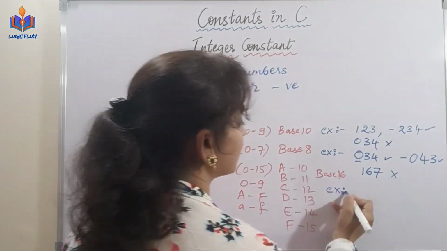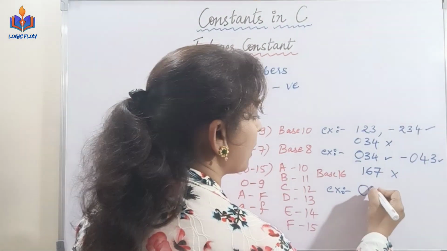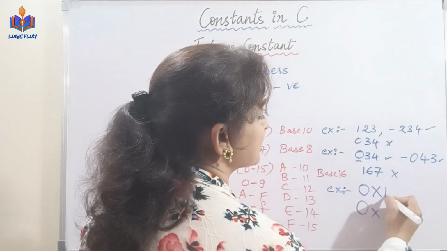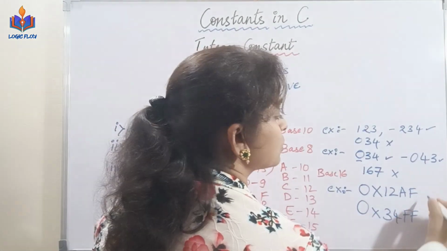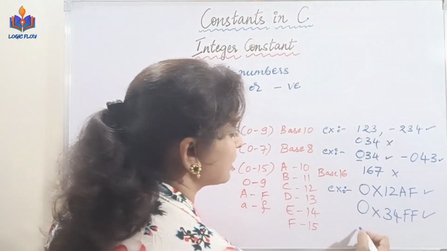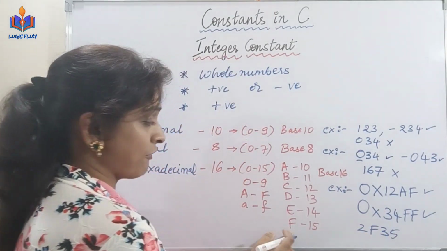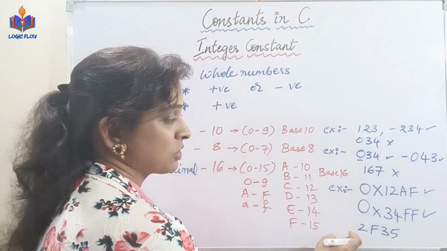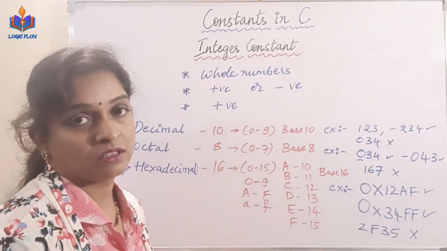Let me have some examples here. See here, it says the first characters should be 0 and X, or it can be 0 and small x. Followed with that I can say 12AF, or I just say 34FF. These are valid hexadecimal integer constants. If I just write 2F35, of course I have this F which is representing 15, but the starting two characters, which are 0 and X, are not here. So this is an invalid constant.